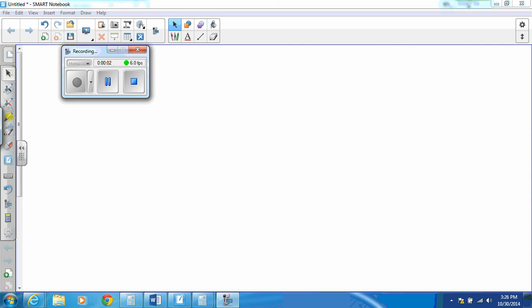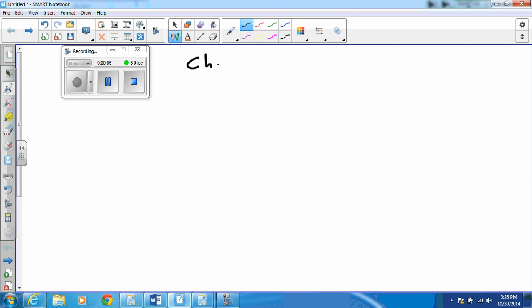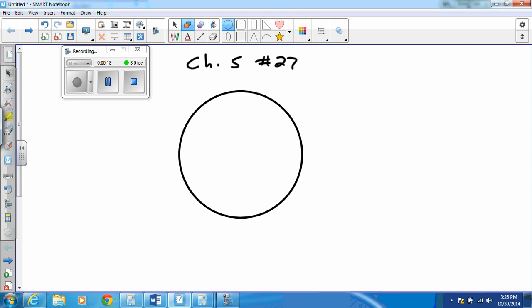Hello, we're going to be taking a look at Chapter 5, problem number 27. In this particular problem, we have an object that is moving in a horizontal circle. So we're going to take a top view of that object's motion. And here is the object.